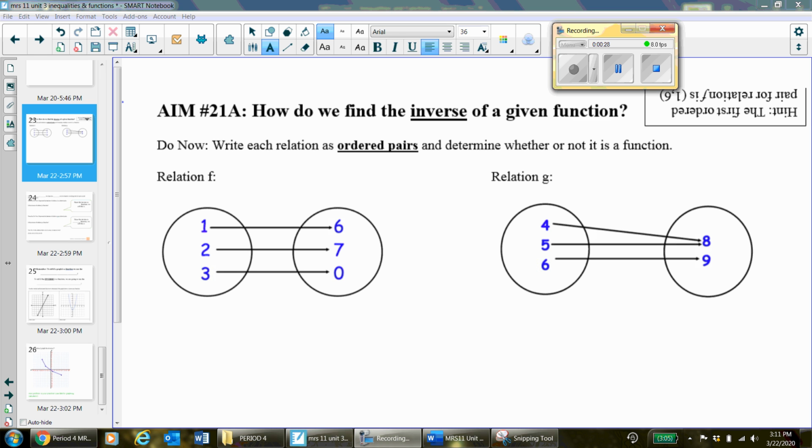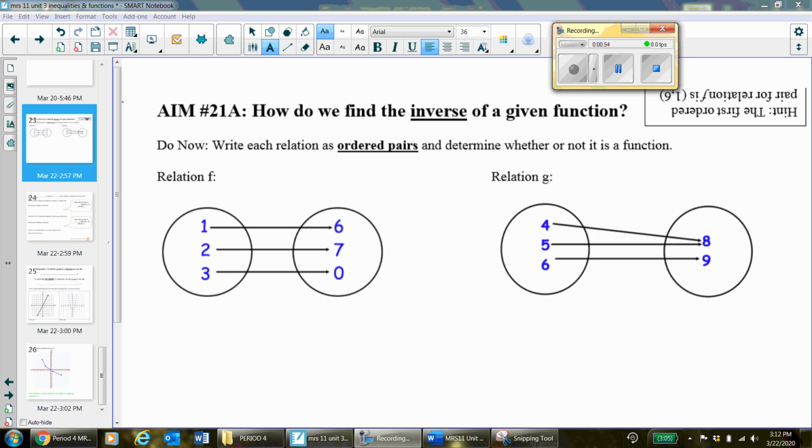So how do we find the inverse of a function? We talked about inverse when we were talking about solving equations and inequalities. Inverse means opposite in a sense, so let's keep that in mind as we go along with this lesson. For the do now, if you want to do it on your own, please pause the video here. Otherwise, press play and we'll continue.